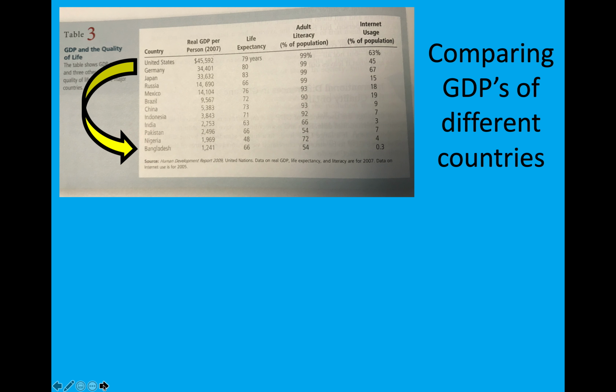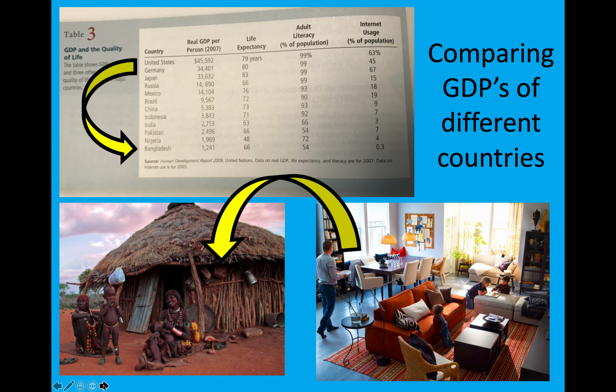Okay? So it gives us an average measure. But we can compare different countries that way. So if you notice that Bangladesh in 2007 had only $1,241 per person compared to our $45,592. Big difference. Okay? So, comparing gross domestic product can reflect the level of the standard of living of people in those countries.